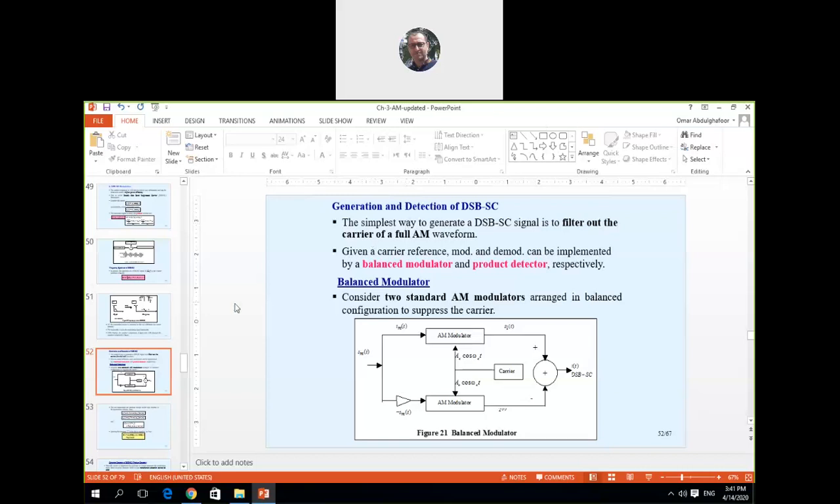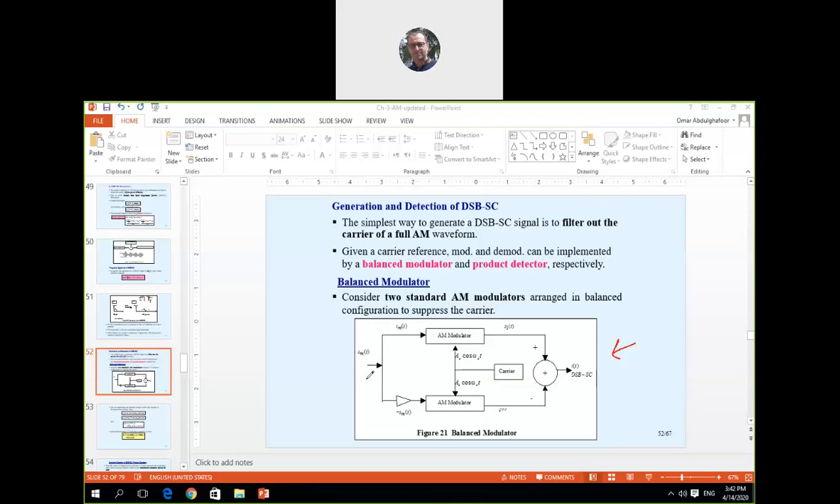The simplest technique is the balanced modulator. This is the block diagram for the balanced modulator. Let's have a look at this block diagram and see what we can do with the generation of double sideband suppressed carrier.